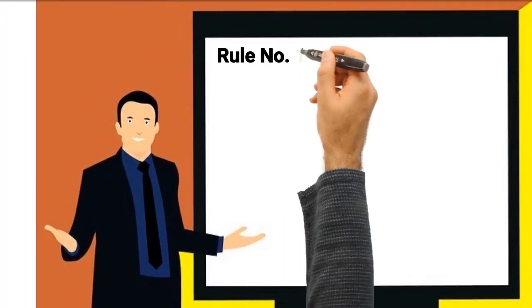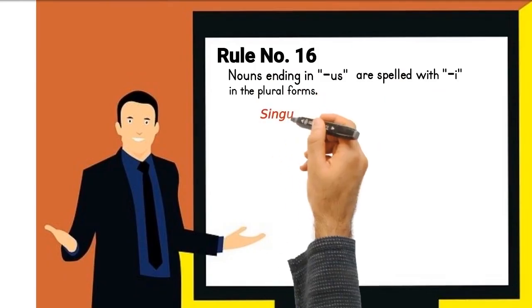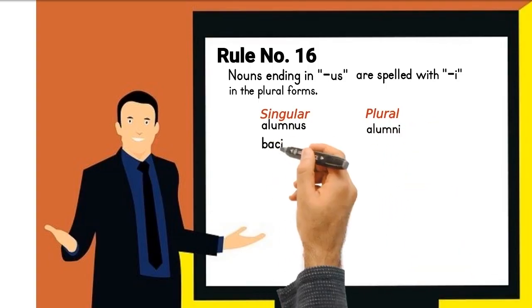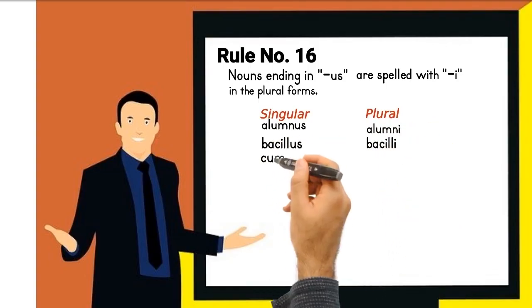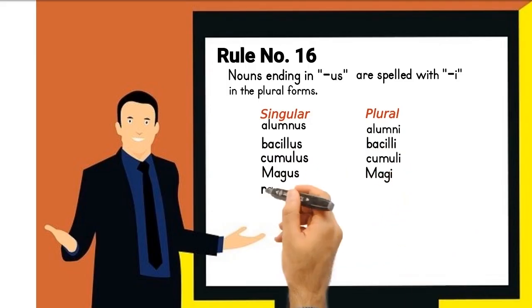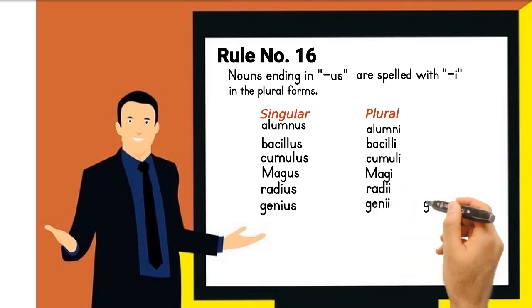Rule number 16. Nouns ending in us are spelled with i in the plural form. For example, alumnus, alumni; bacillus, bacilli; cumulus, cumuli; magus, magi; radius, radii; genius, genii, also geniuses in English.